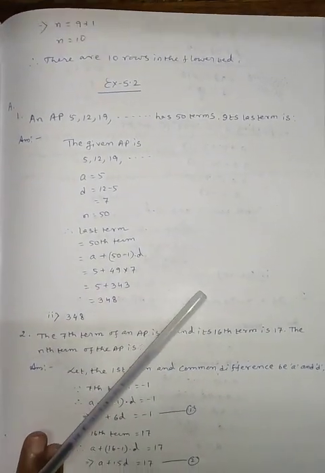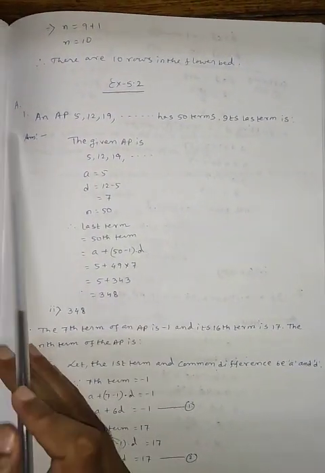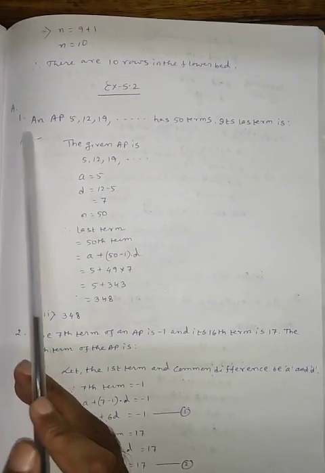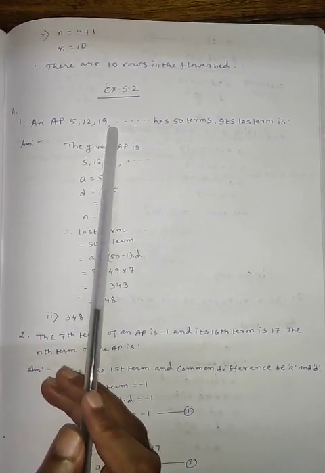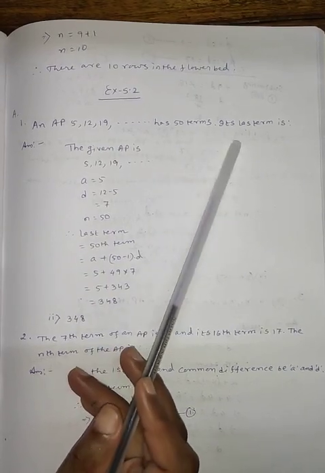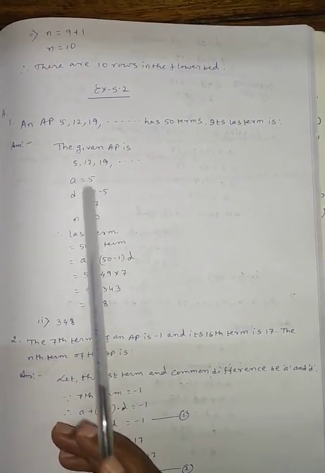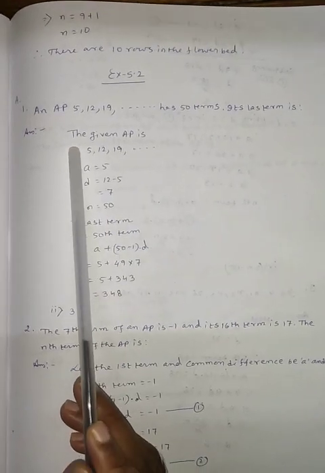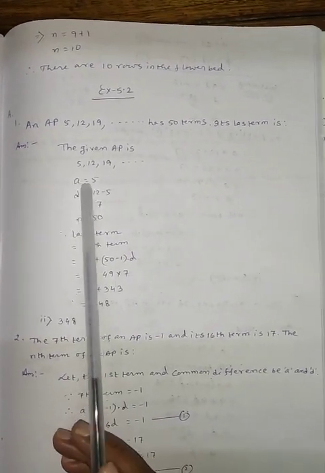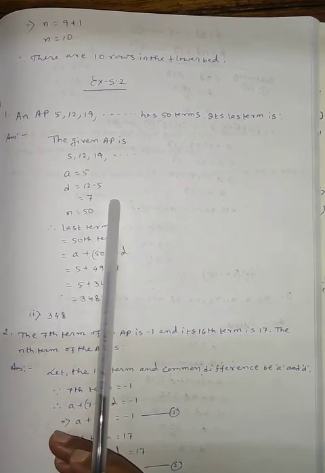Now we'll start exercise 5.2. MCQ questions. First question number 1. An AP 5, 12, 19 has 50 terms. So its last term will be how much? In the main part you can calculate because it will go a little lengthy, that's why. The given AP is this one. A is 5, D is 12 minus 5 which is 7.